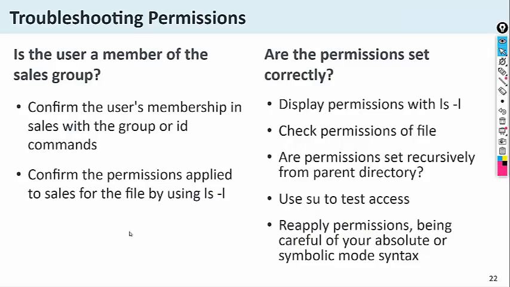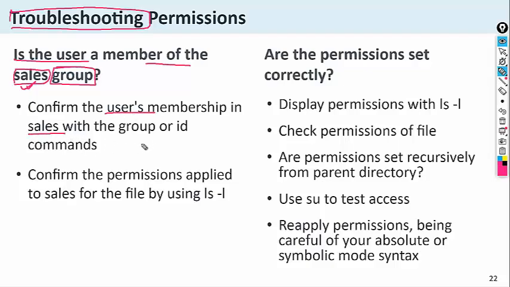Okay, the enter command I will show you later. If you want to change the permission or troubleshoot the permission, what can you find out? First, check whether the user is a member of the particular group or not. If the user is a member of the group, then he can perform all the tasks, and all the permissions granted to the group will be granted to the user. So confirm whether the user has the membership in the group or not.